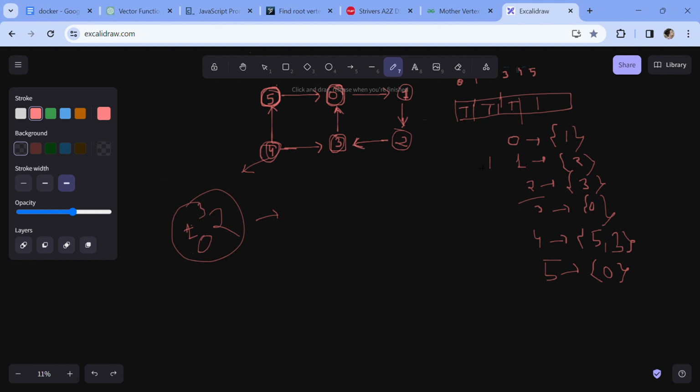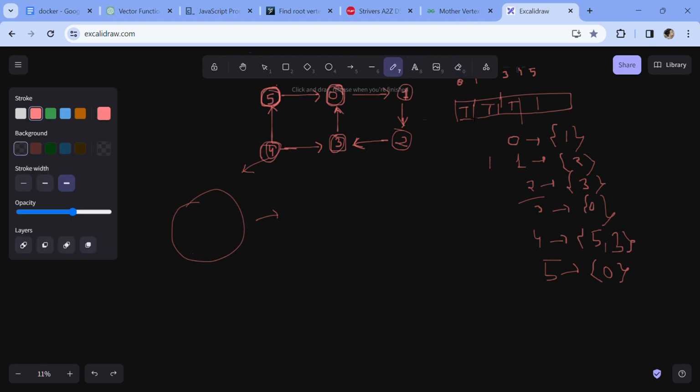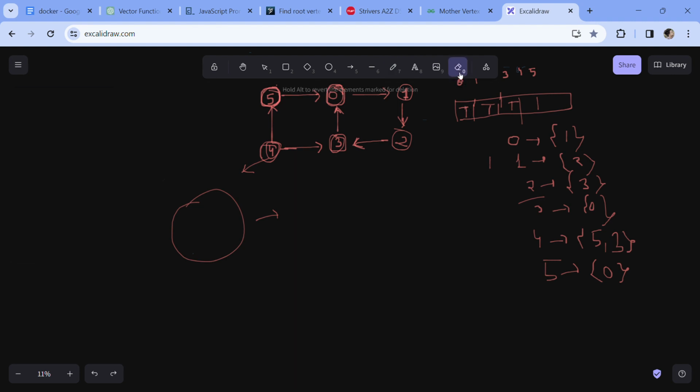Then 2 to 3, that will also be marked visited. Then 3 to 0: we will not visit that, because we already have 0 in our set, so I will not make any DFS call. After that, I will refresh my set and make another call.